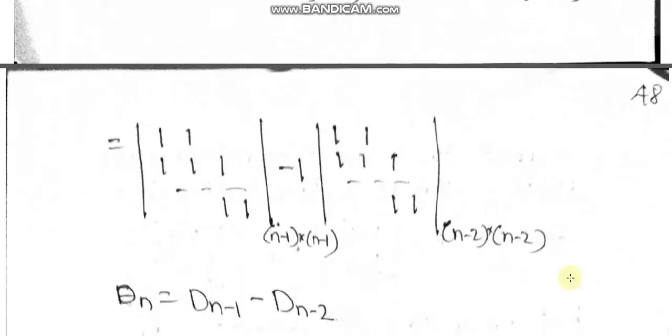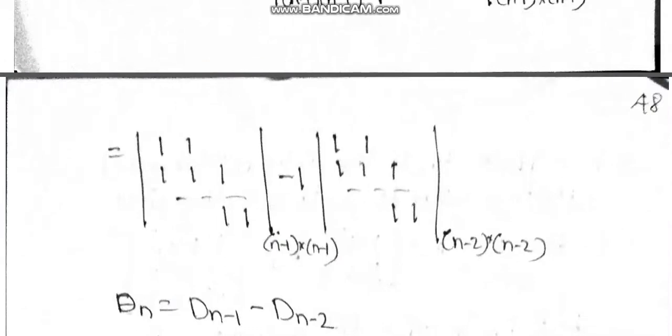If I try to expand this one, what will I get? Minus 1, and if I try to expand that, leaving that column and that row, what I will get is 1 1 and last 1 1.